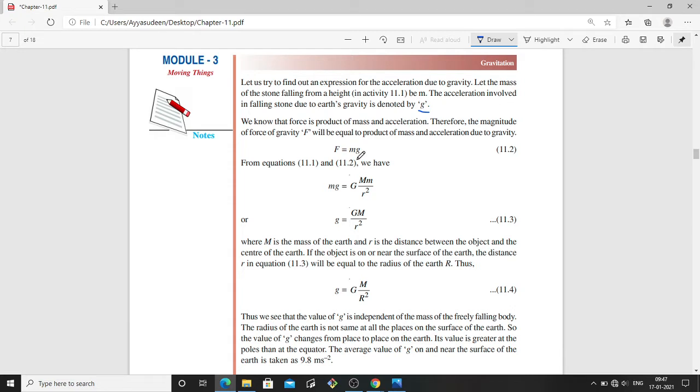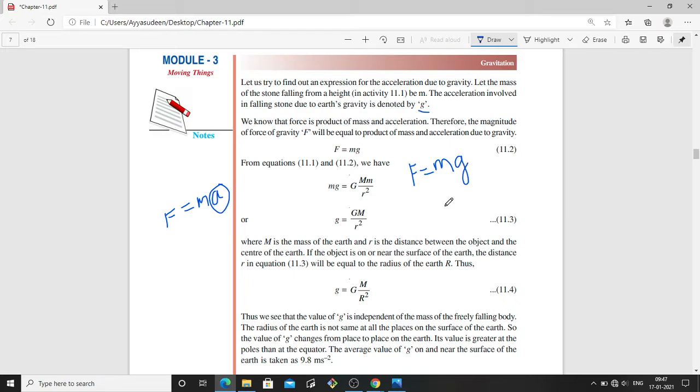To find the force, we know that force is equal to mass times acceleration, F = ma. But here we are replacing the acceleration a with the acceleration due to gravity g. So F is equal to mg.